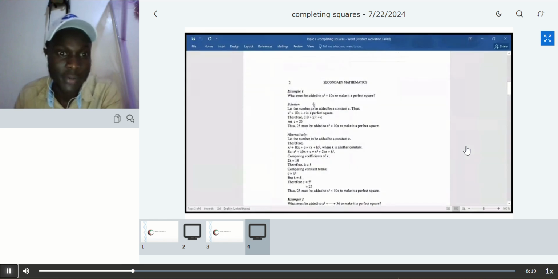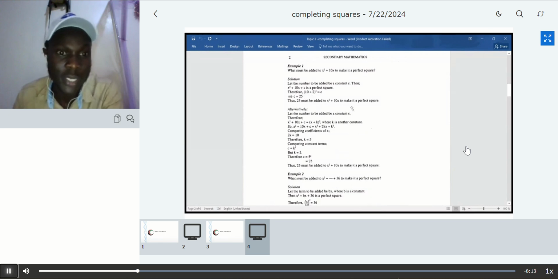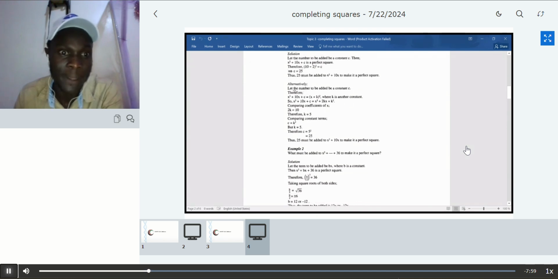We have the example: what must be added to x squared plus 10x to make it a perfect square? The solution: we let the number to be added be a constant c, then x squared plus 10x plus c is a perfect square. Therefore, you divide 10 by 2 to get 5, and we square it to get c, that is 25.